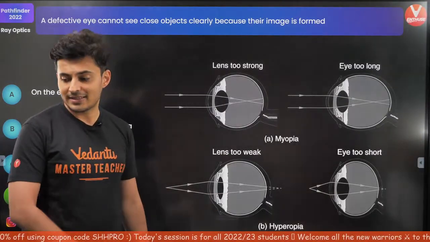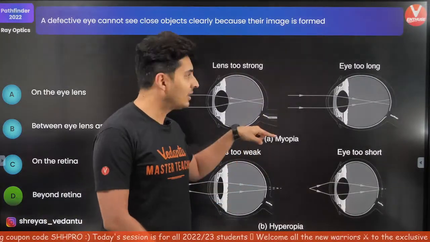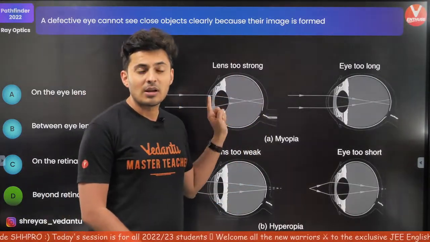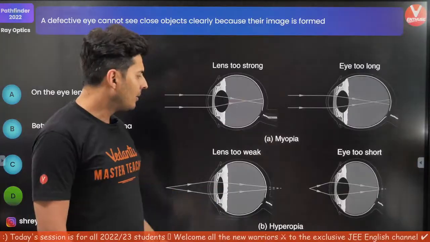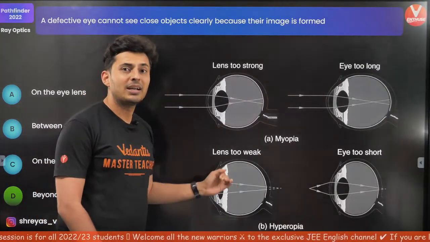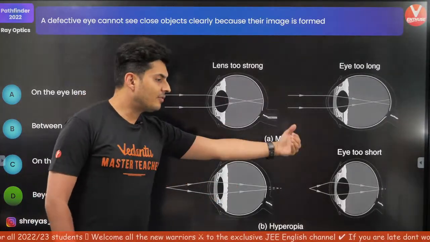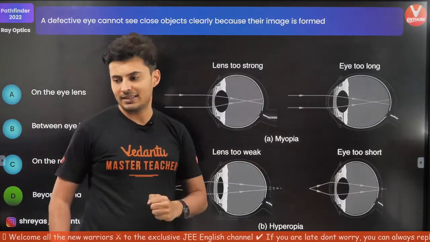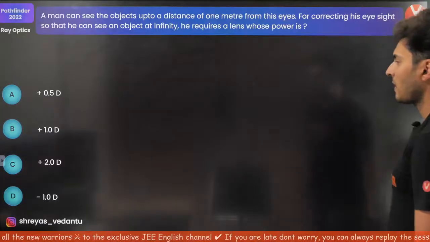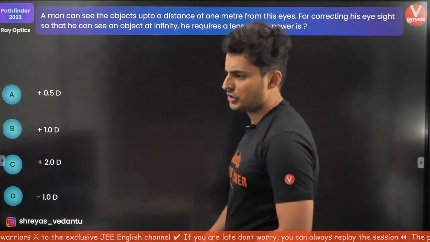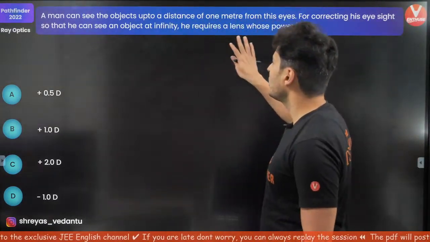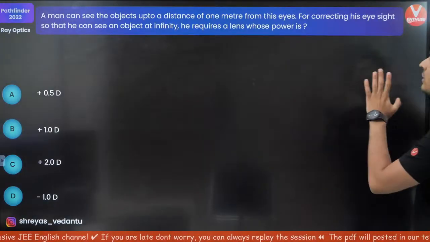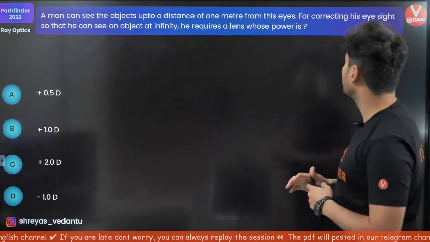Hello. Yes, convex. Yes, some of you said concave. Concave is for myopia. Be careful. Myopia, concave. Hyperopia, convex. Hyperopia is when the rays converge farther behind the retina, so you make them converge with a convex lens. That's it. Okay, fair enough. Let's see if you can solve this question. There is a person, he can see the objects up to a distance of 1 meter from his eyes, up to 1 meter.